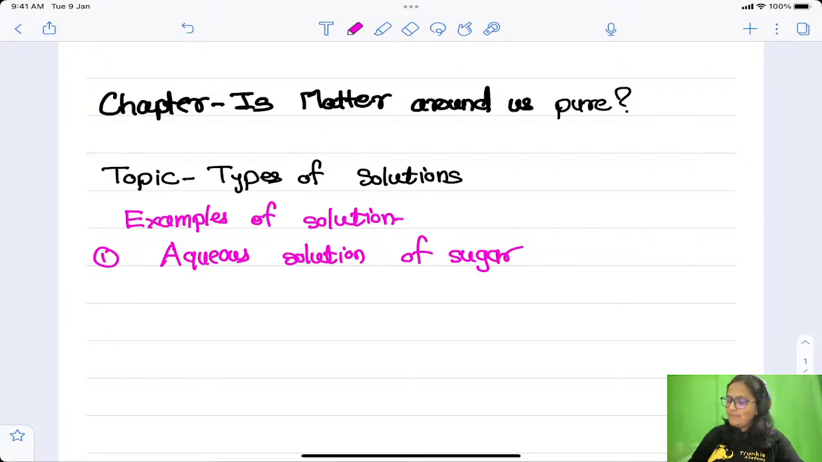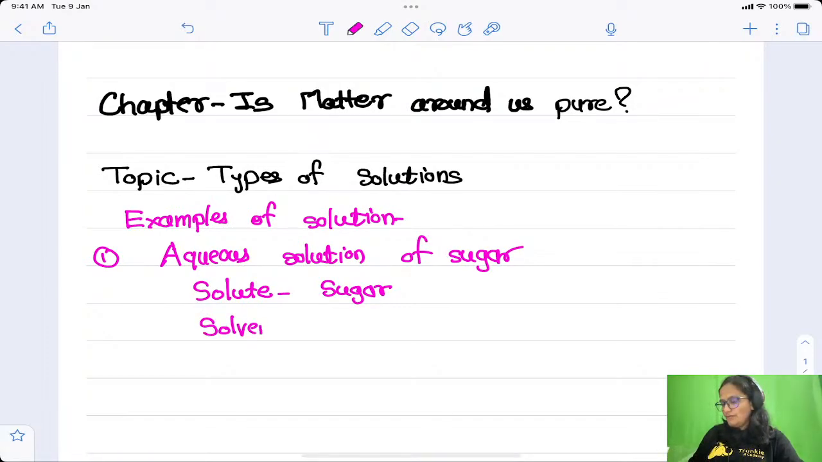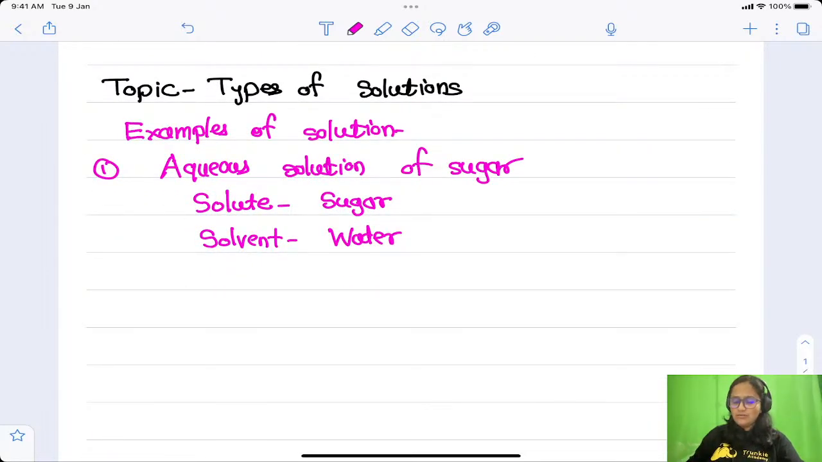So this is the first example, aqueous solution of sugar. Aqueous solution means solution of something in water, right? So for that purpose I will write down what is the solute and what is the solvent in it. Solute is that part which is present in the small quantity, therefore sugar is the solute in it, whereas solvent is that component of the solution which is present in the large amount. Therefore water, as it is aqueous solution, is the solvent present in this solution. So this was the first example for solution.